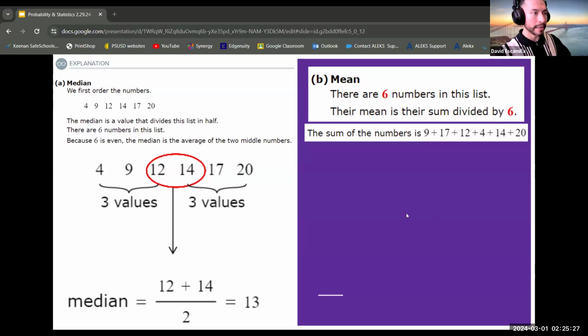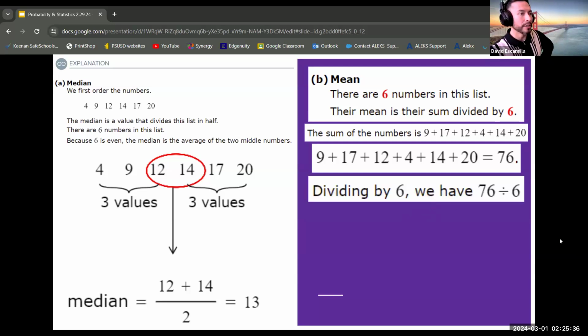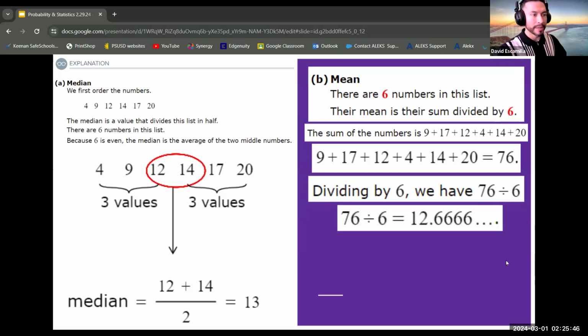Hopefully you got 76. That is the sum of all of those values. But now we need to divide the sum by the total number of values, which is 6. 76 divided by 6. That's the next step. 76 divided by 6 is 12.666666, and it goes on and on.